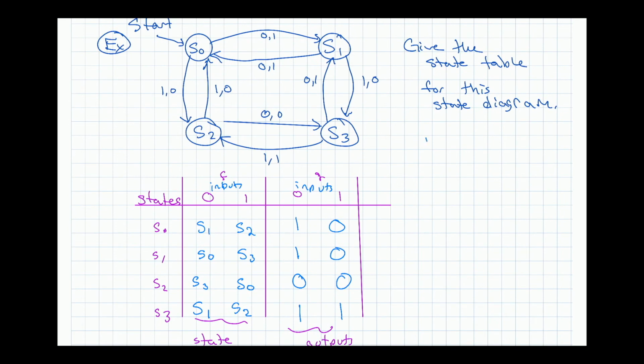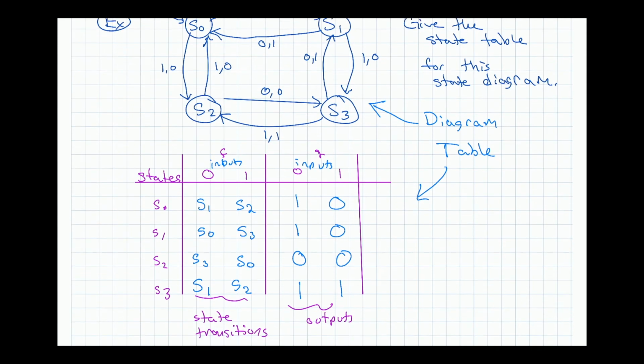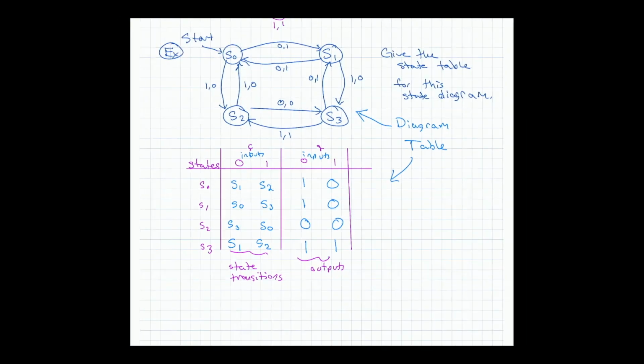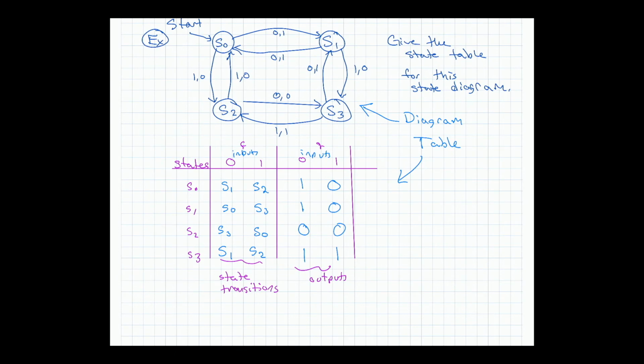So we got a diagram up here. That's a diagram. This is a table. All right, so make sure you know which one's which, and so you do the right one if you're asked to make one on homework or something. All right, so those are state tables and state transitions.